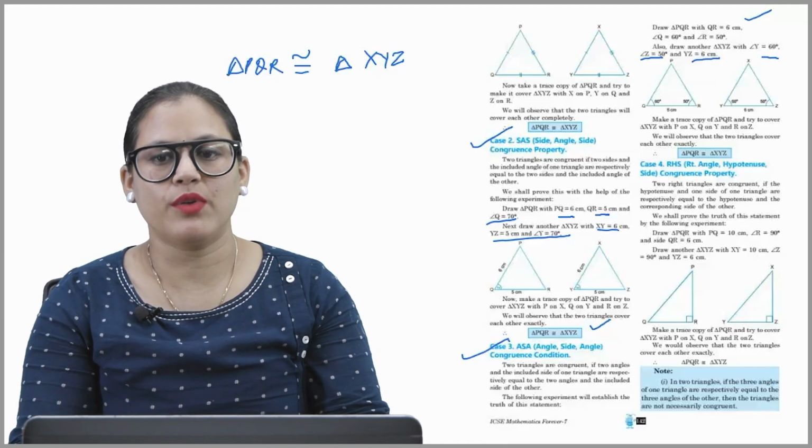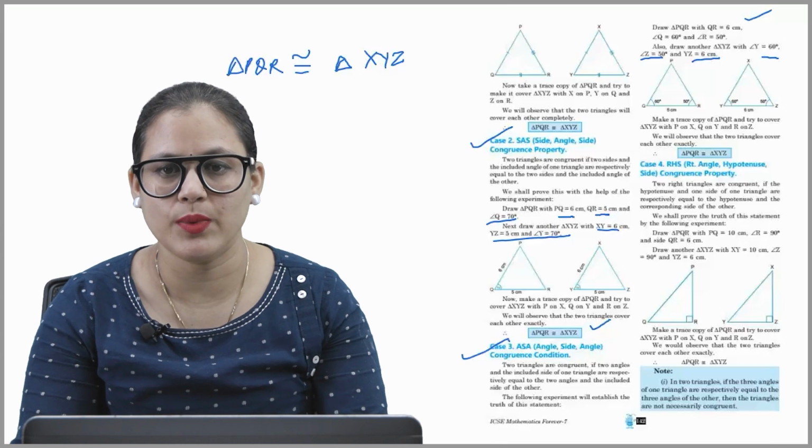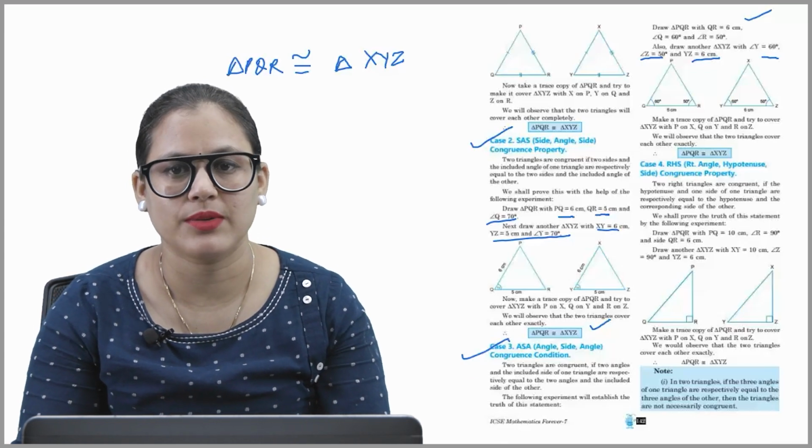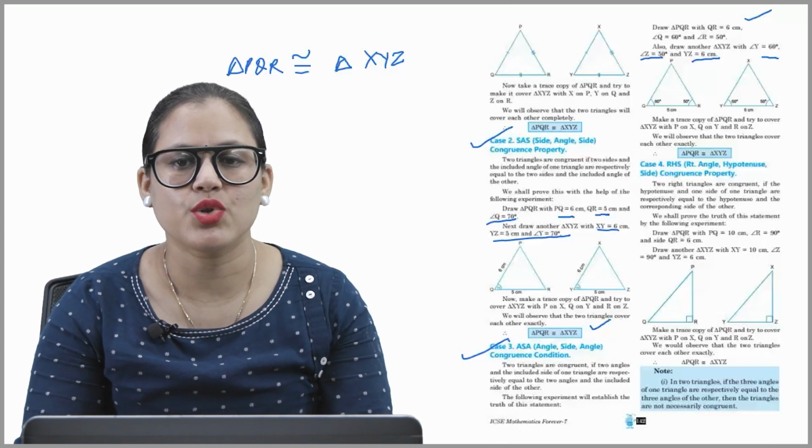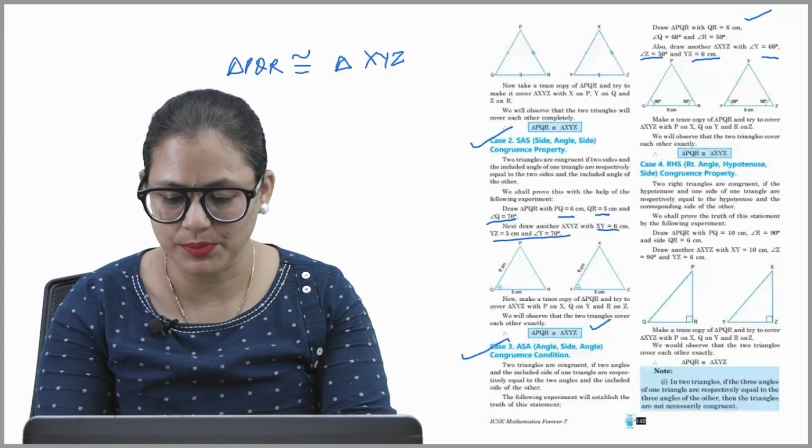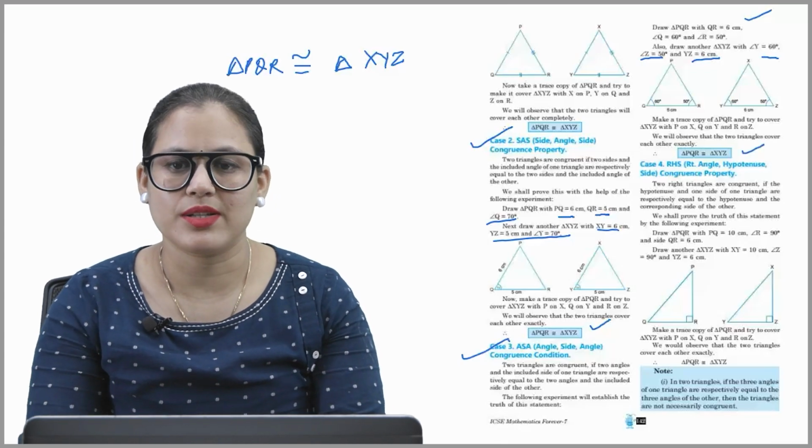You will make a trace copy of triangle PQR and try to cover XYZ with P on X, Q on Y and R on Z. You will observe that the two triangles cover each other exactly. That is, triangle PQR is congruent to triangle XYZ.